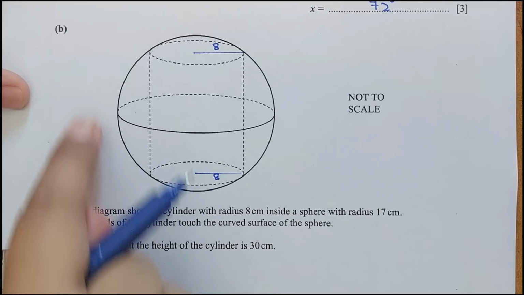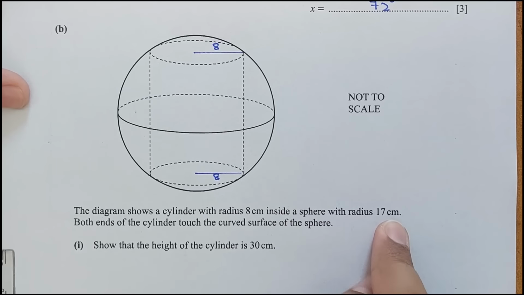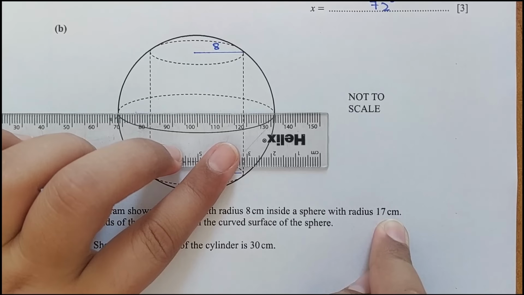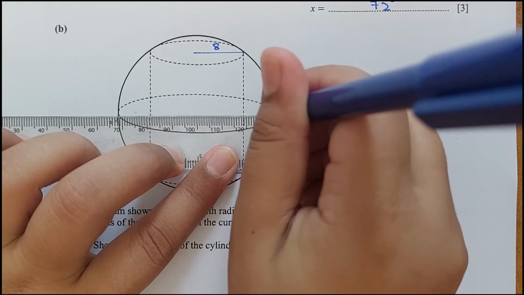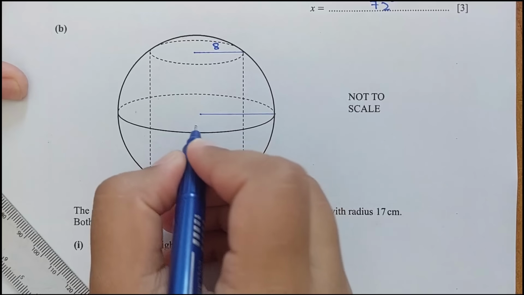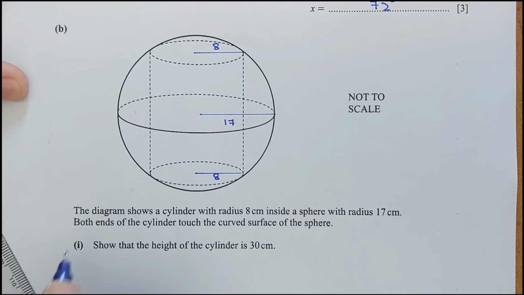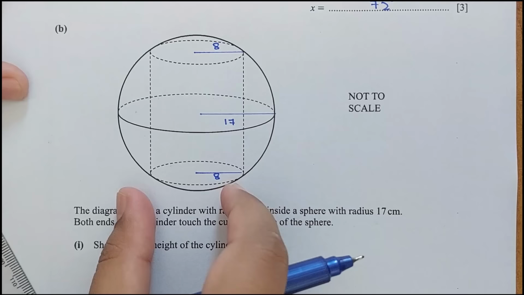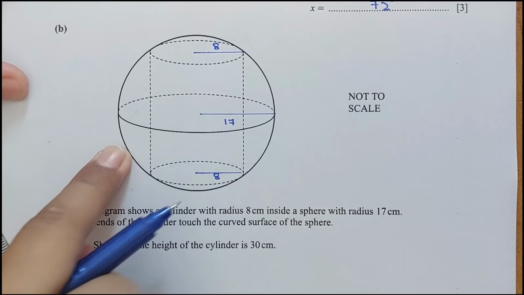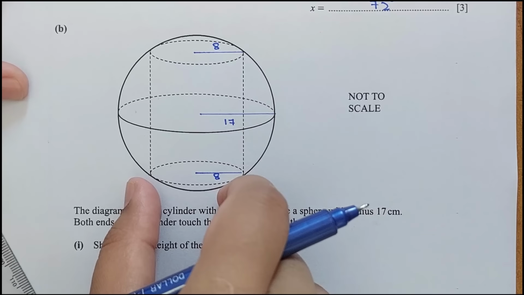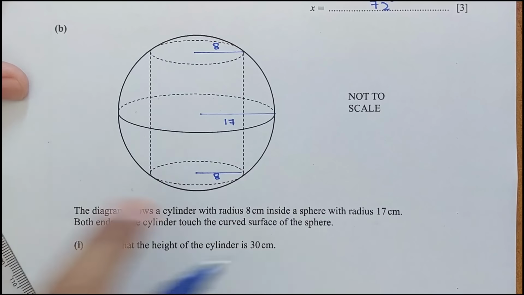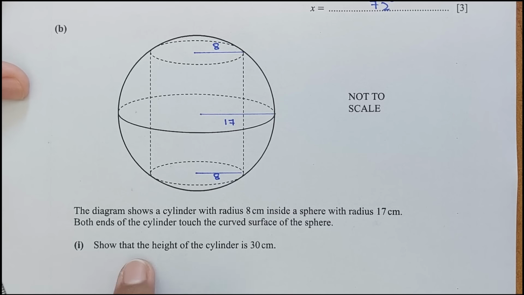A cylinder is inside a sphere with a radius of 17 centimeters. Both ends of the cylinder touch the curved surface of the sphere. Number 1: show that the height of the cylinder is 30 centimeters. We have to calculate the height of the cylinder.